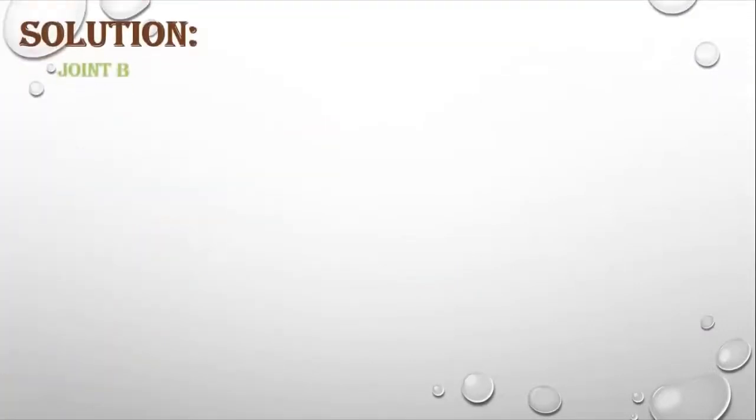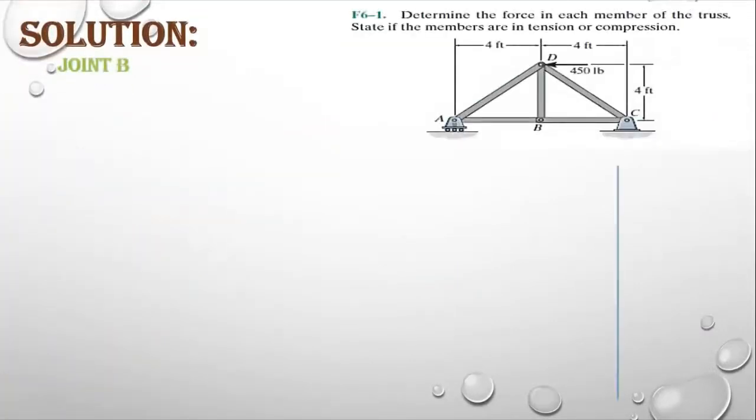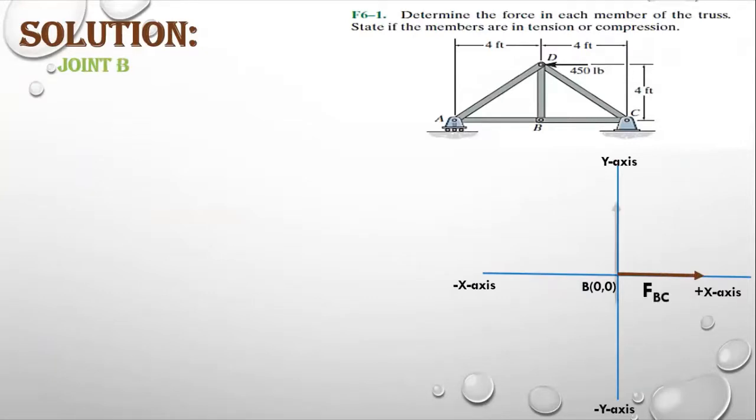So solution continued, joint B, and we have to make the free body diagram at joint B. You can see here. So positive x-axis, negative x-axis, minus y-axis, and there is one member force FBC that is acting on the positive x-axis. Then there is a vertical member force FBD, then there is minus FBA. So what we have to do, we have to sum up horizontal forces and we have to sum up vertical forces. So we are going to sum up horizontal forces first.